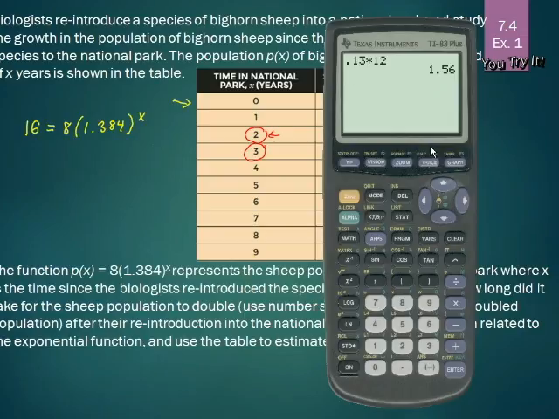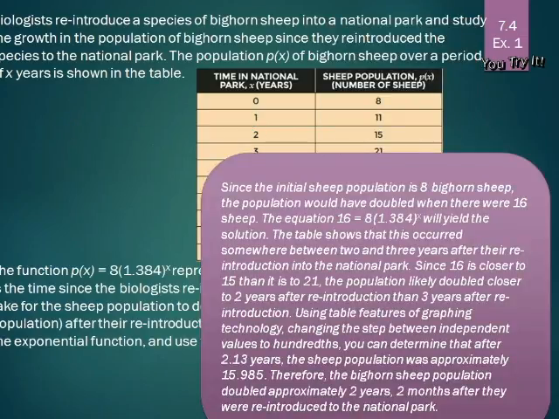So let's go ahead and summarize our answer. Since the initial sheep population is 8 bighorn sheep, the population would have doubled when there were 16 sheep. The equation 16 = 8(1.384)^x will yield the solution. The table shows that this occurred somewhere between 2 and 3 years after their reintroduction into the national park. Since 16 is closer to 15 than it is to 21, the population likely doubled closer to 2 years after reintroduction than 3 years after reintroduction.